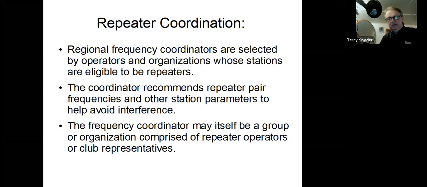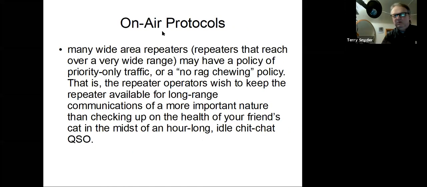And we have one of the members of the repeater committee for the Repeater Coordination Council living in our area, and you'll hear him on the radio, but I won't mention Kevin's name. So anyway, on the air protocols.